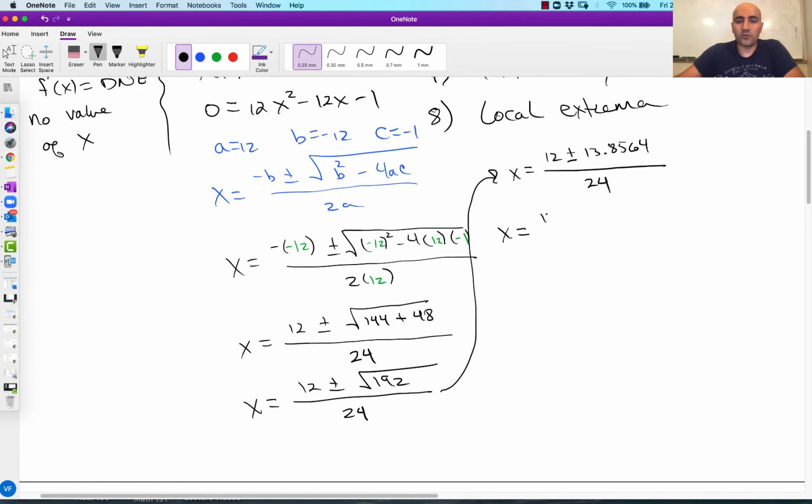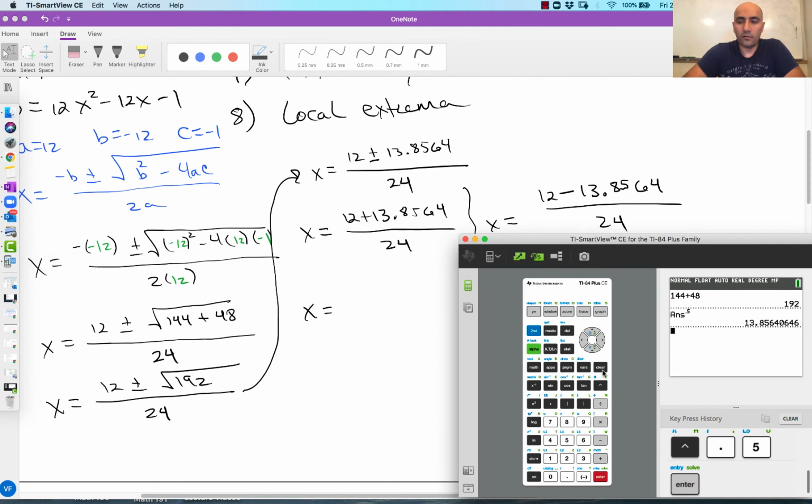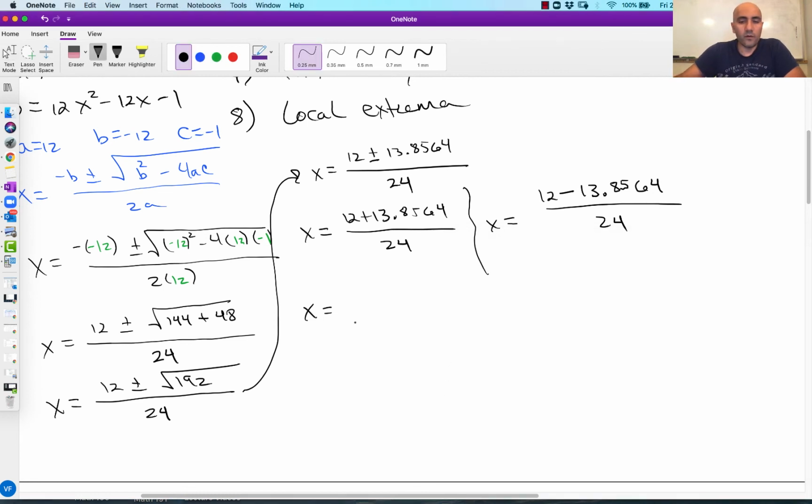So one of those cases will be x equals 12 plus 13.8564 divided by 24, whereas the other case will be x equals 12 minus 13.8564 divided by 24. So 12 plus 13.8564 divided by 24 is 1.0774 approximately.